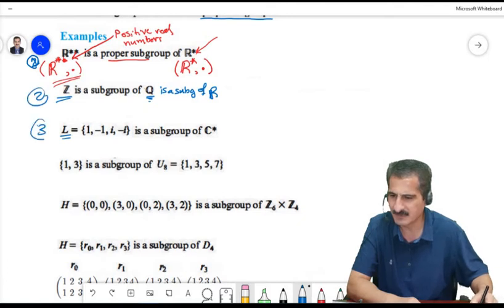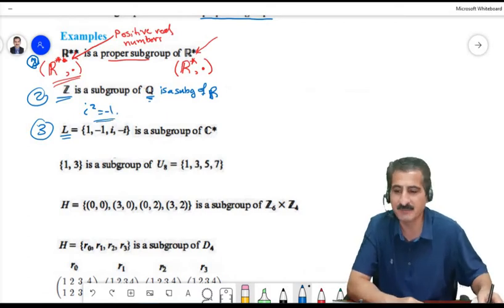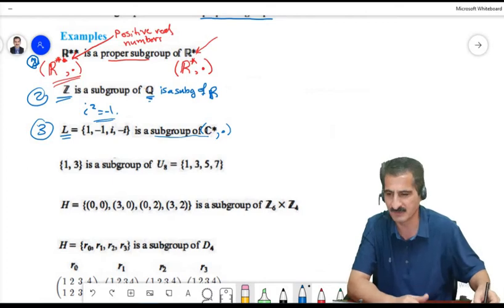We have seen this, so this is example number one, and this is example number two, this is three. L is 1, negative 1, i, negative i, where i squared is negative 1. We have seen this is a group before, and these numbers are from the complex numbers. So it is a subgroup of the non-zero complex numbers, and here we mean multiplication because we have non-zero complex numbers.